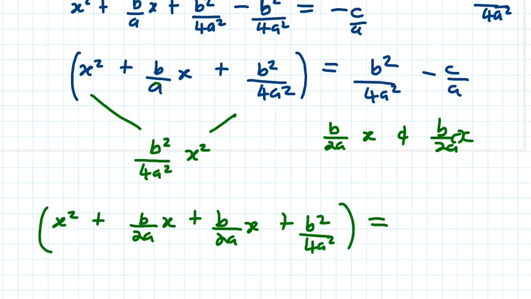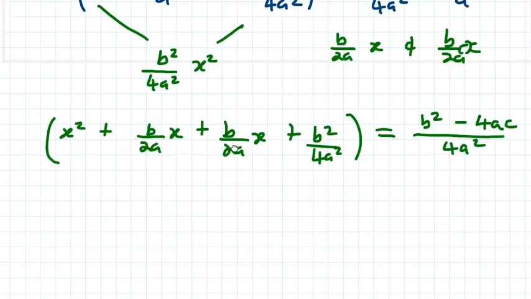And let's simplify this side as well. The common denominator here is 4a squared. So we have b squared minus 4a times c, because a into 4a squared goes in 4a times, and 4a times c gives us 4ac.